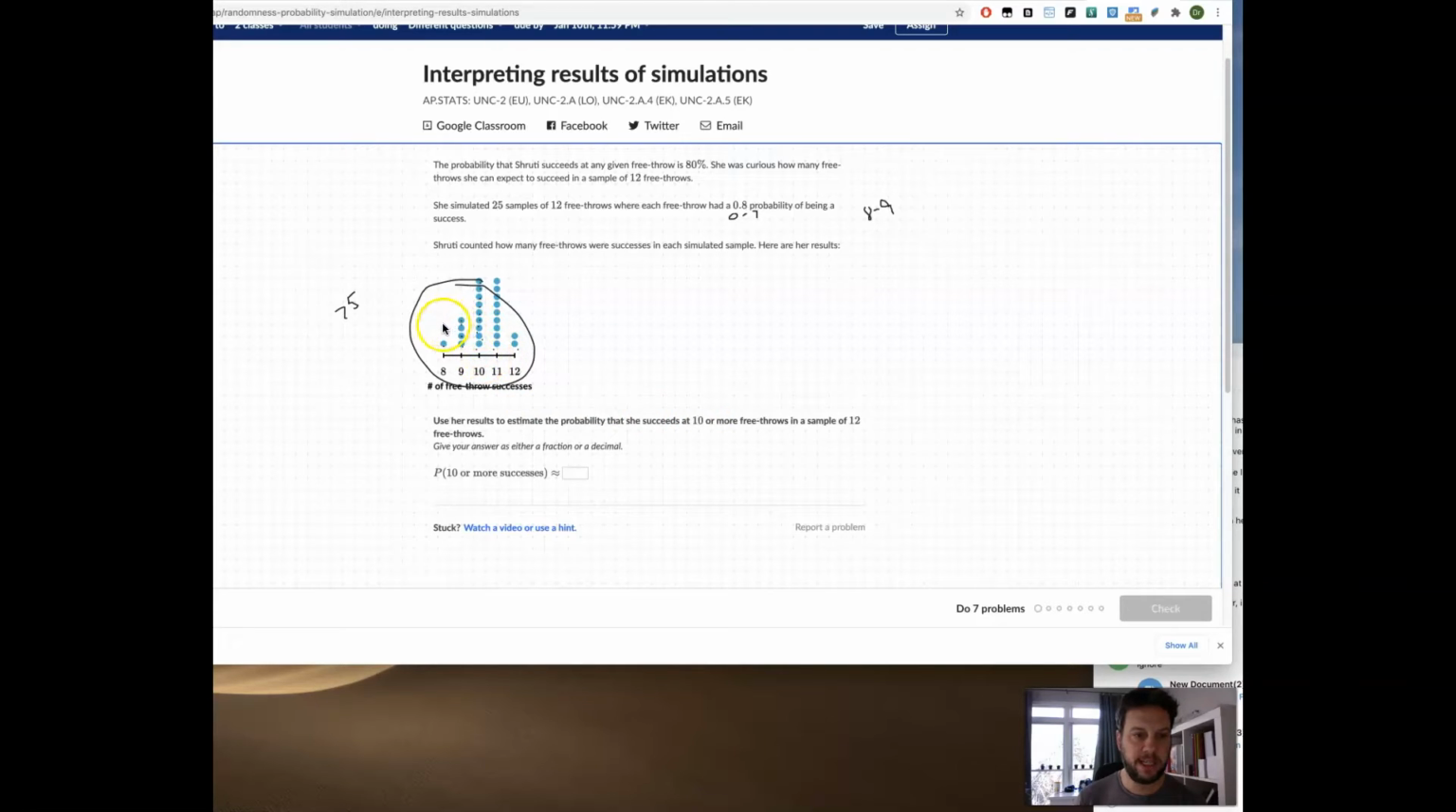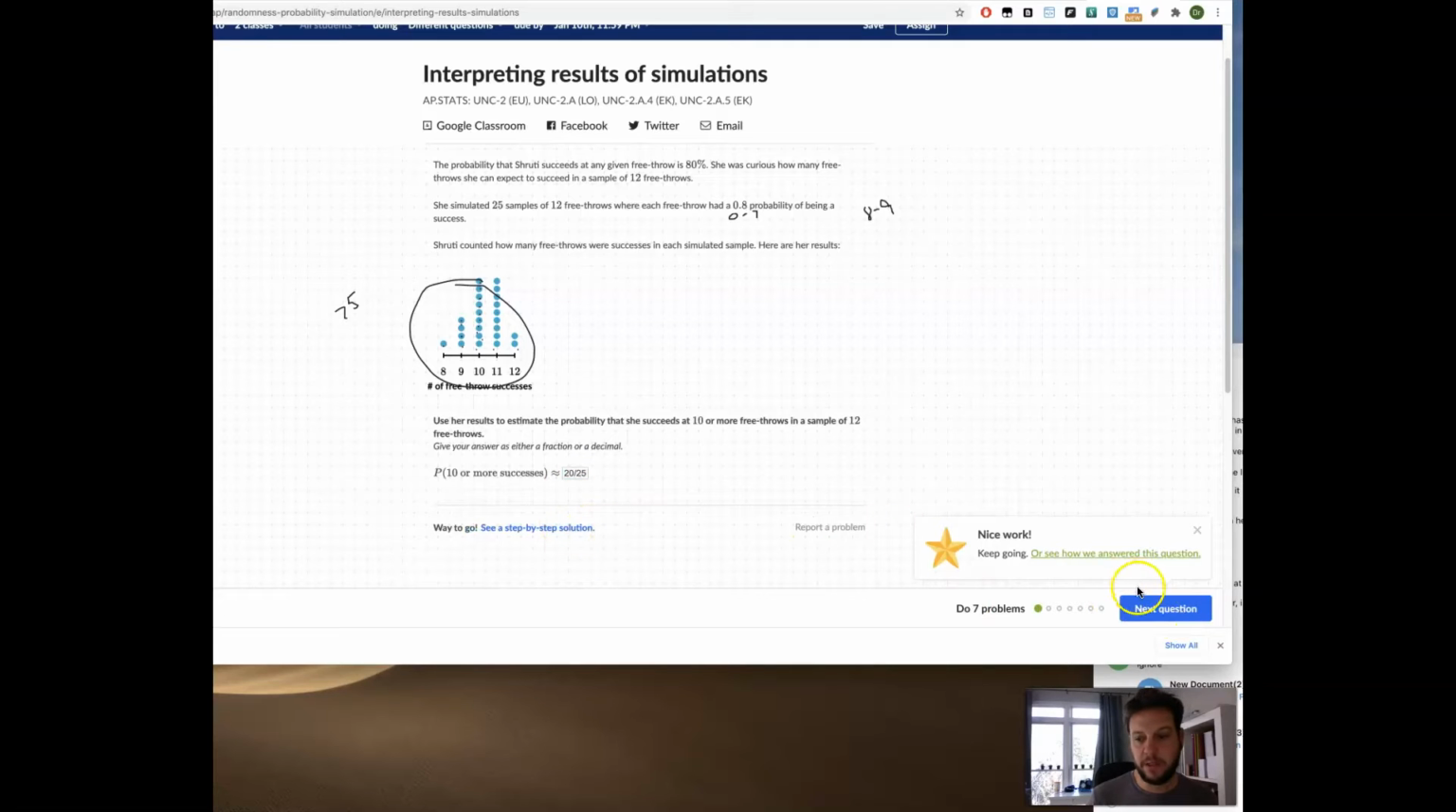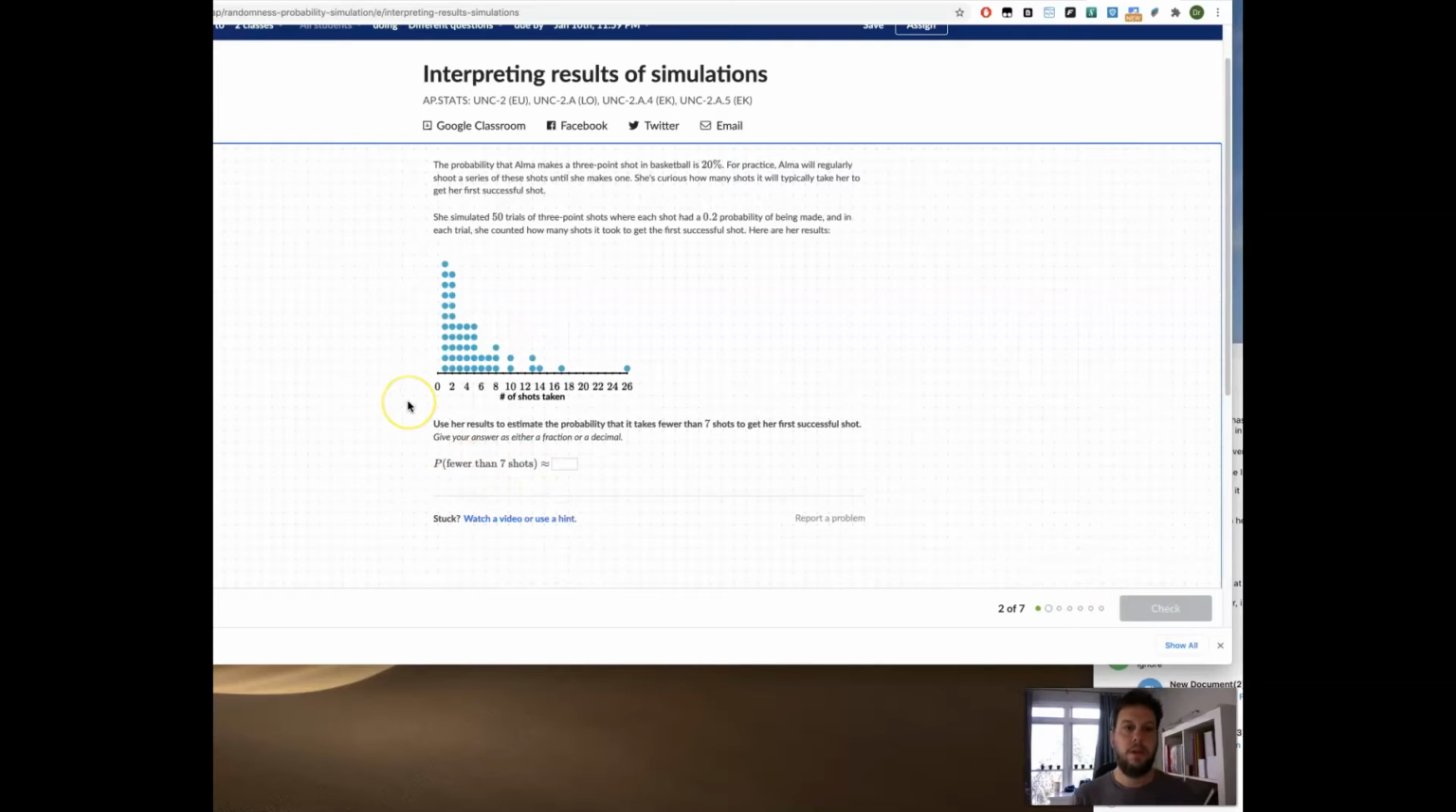I'm going to subtract, that's easier. There's 5 over here, so there must be 20 over there. I'm going to put 20 over 25. That's 4/5. So they took it, they don't even make you reduce.